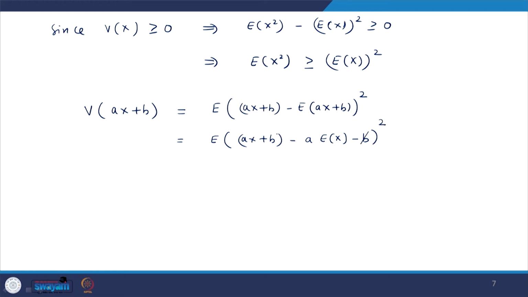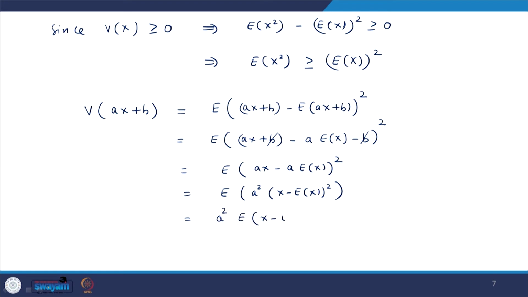So, this b will cancel with this b, so that further implies it is the expectation of (Ax minus a times expectation of x) whole square, and that is further equal to expectation of a square into (x minus expectation of x) whole square. Now, again this is a constant quantity, so it can be taken out by the linearity property of expectation. So, that is a square times expectation of (x minus expectation of x) whole square, and this is nothing but variance of x. So, we can say that it is a square times variance of x.